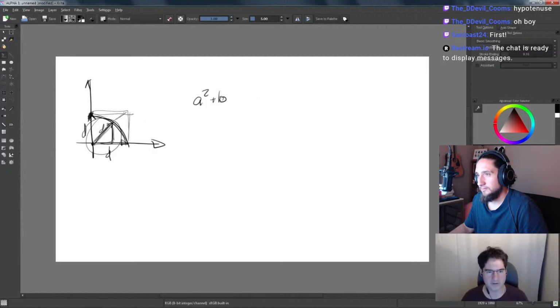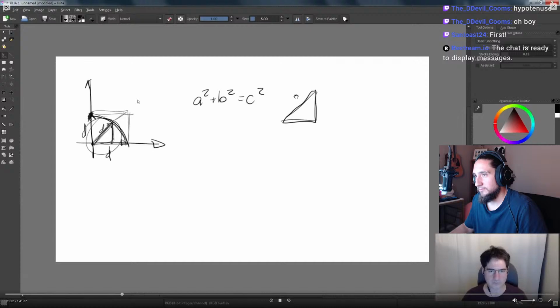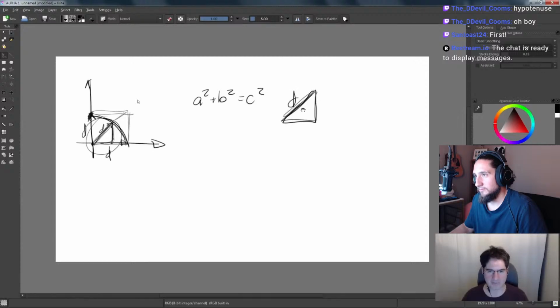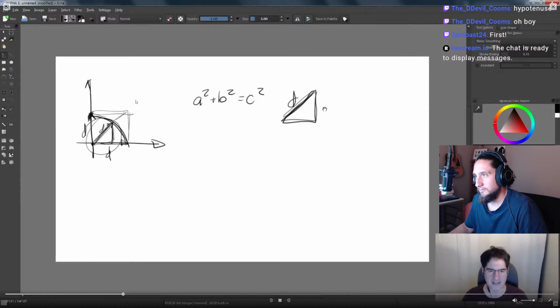But I already said a squared plus b squared equals c squared, the Pythagorean theorem, right? So we know that we have our triangle here again. We're saying that we want this to be D, and now I'm asking you, what would I put here and here? Well, we know we want to move on the diagonal, so they're going to be the same value. Whatever this value is, I'll call it V, I guess.